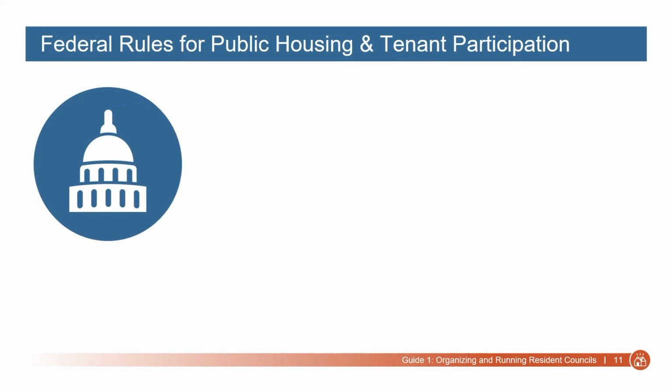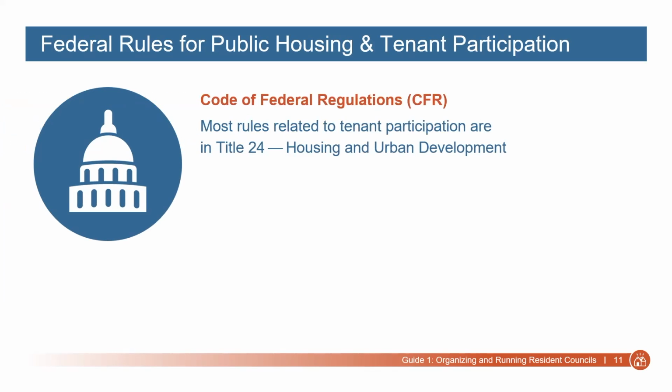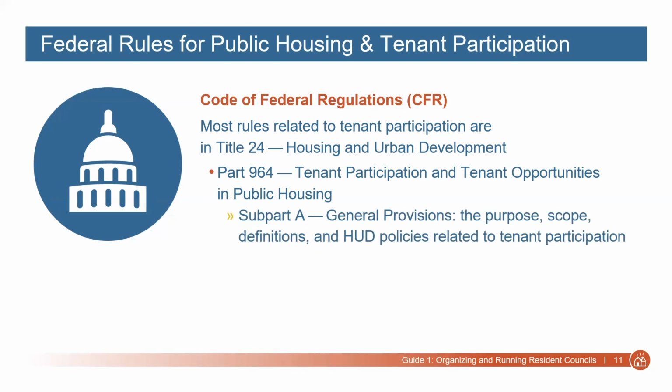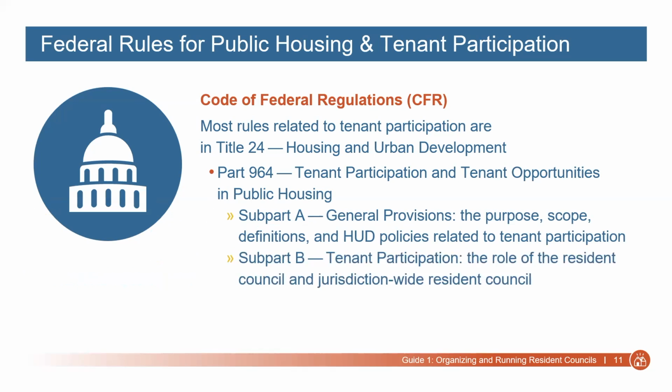You can find public housing regulations in the Code of Federal Regulations, or CFR. The CFR includes rules published by executive departments and agencies of the federal government. This is sometimes called administrative law. Most rules related to tenant participation are in Title 24, Housing and Urban Development, Part 964, Tenant Participation and Tenant Opportunities in Public Housing. Subpart A of this section includes general provisions related to resident participation. Subpart B, Tenant Participation, includes the roles and requirements of the resident council and jurisdiction-wide resident council.